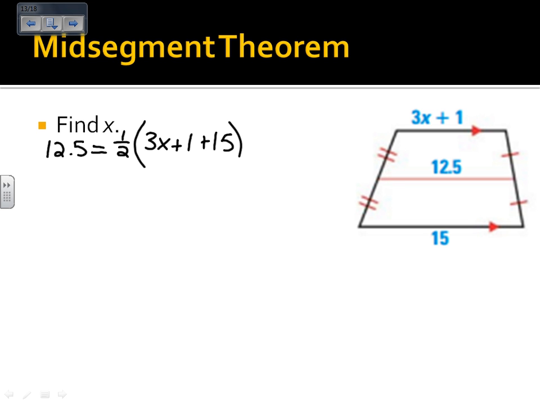Now we can clean up this parentheses a little bit. So we're going to get 12.5 equals half times 3x plus 16. Now, at this point, the half is a little tricky to deal with. You could distribute the half into your parentheses using the distributive property, but then you're going to end up with 3 halves x, and it's going to get a little nasty.